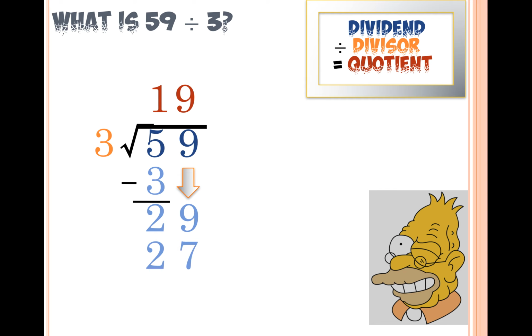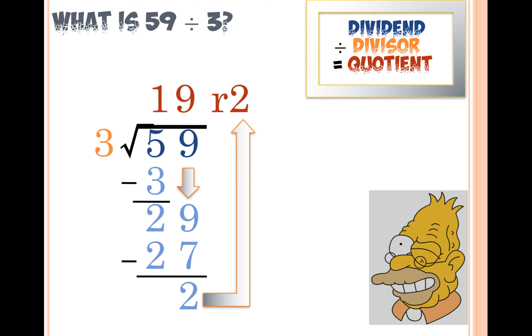Our multiplication fact goes below it. We subtract, we get a 2, and we get 19 remainder 2, or 19 2/3. If you added 0.0 to the 59 and you kept going, you'd get 19.6 repeating.